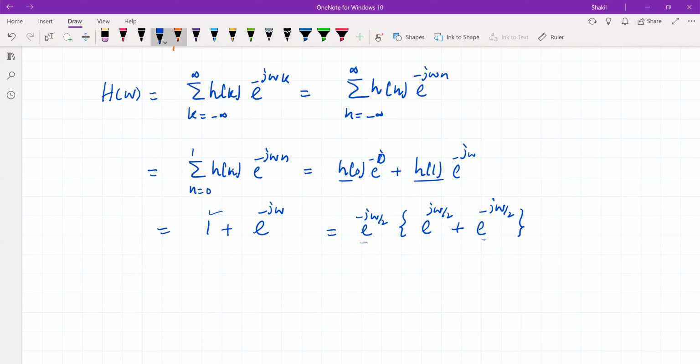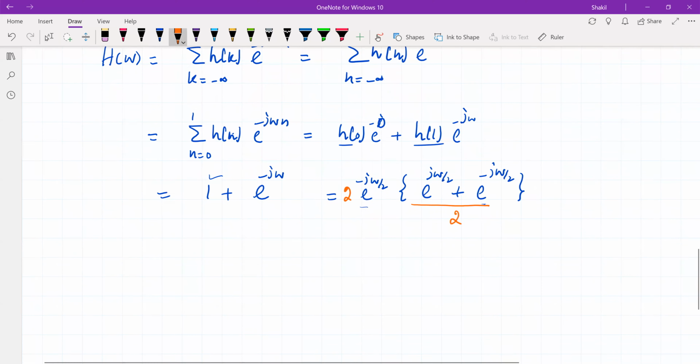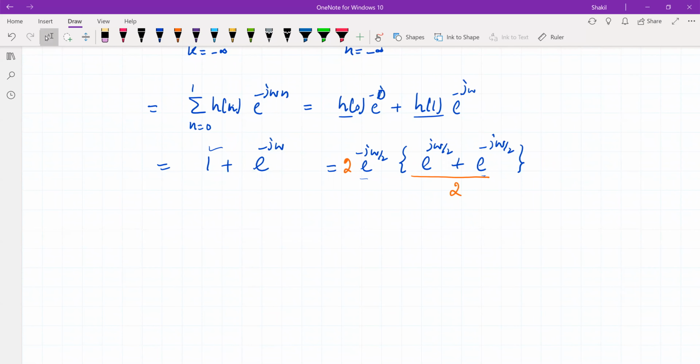So this is okay. Now next, I'm going to multiply this by 2 and divide this by 2 to relate it to something. Now you can see, we know from complex numbers, so this is H of omega. This will be twice e raised to the power minus j omega by 2. Here you can see this bracket part is simply cos. Is it sine or cos? It is cos. Yes, it is cos of omega by 2.